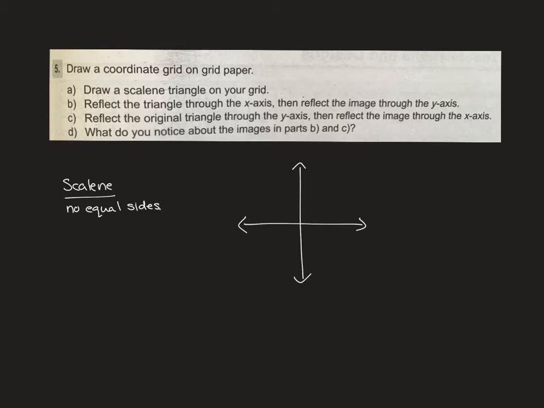So sometimes it's easier if you don't put your point in the middle, your apex. It's easier if your apex is off to the side. Then you're more likely to end up with 3 different lengths.